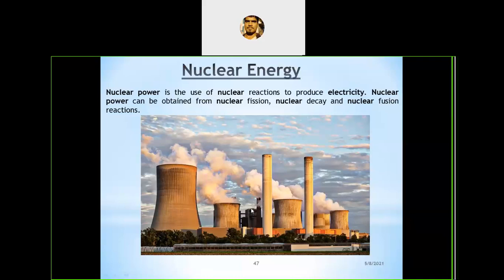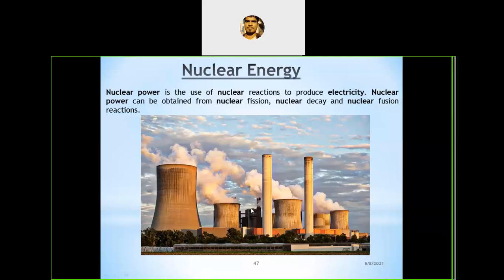And this enormous energy is released from a relatively very small amount of material. The atoms of uranium or plutonium are a very small mass. And these are called nuclear fuels. In a nuclear power plant, the nuclear fuels are these atoms.